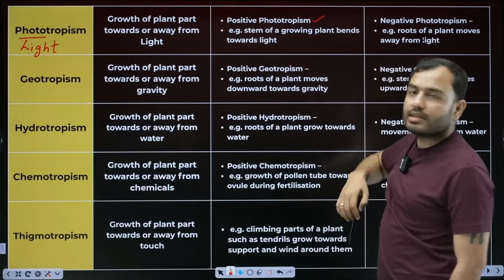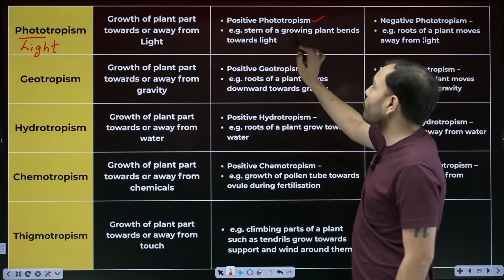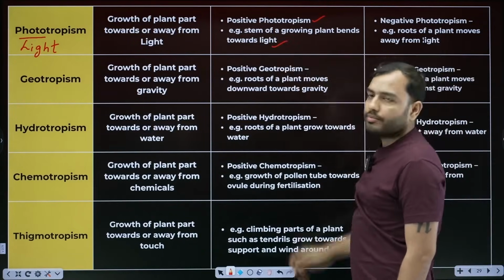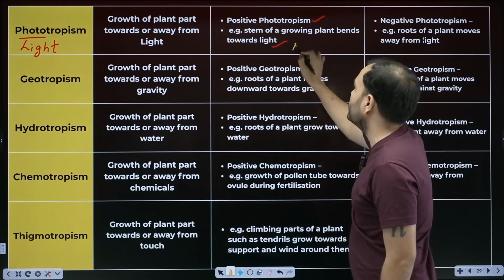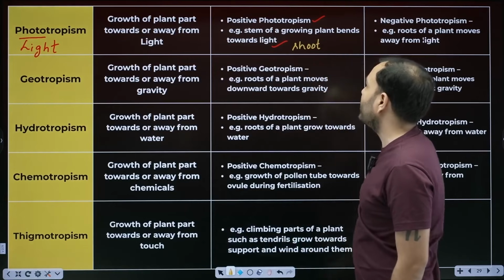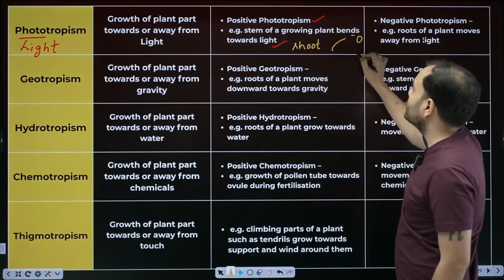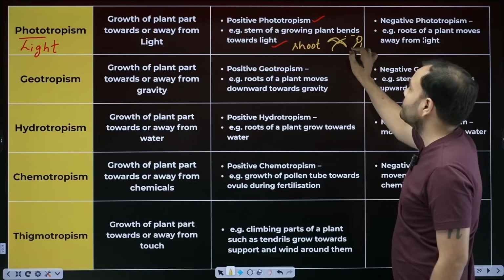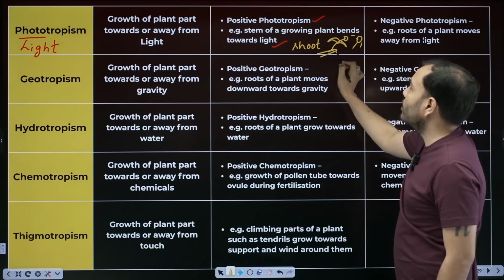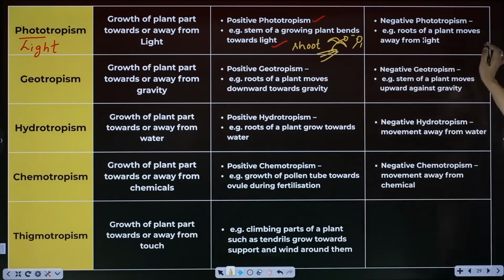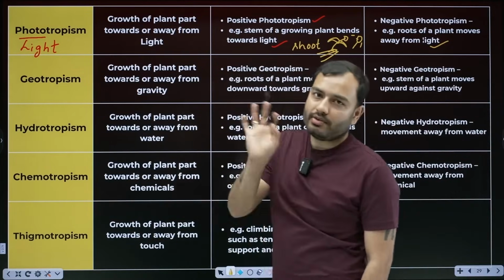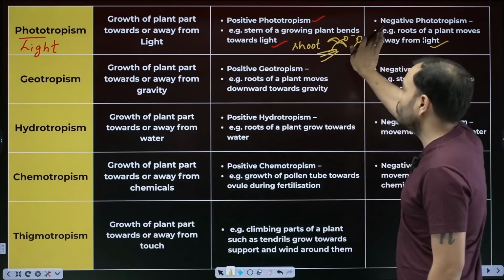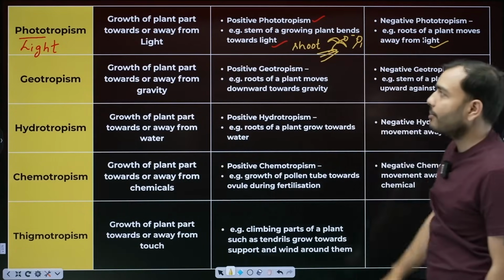Positive phototropism. Look at this example. Stem of a growing plant bends towards light. The stem, which is the shoot, meaning the upper part, will bend like this, towards the sunlight. And the roots, what will they do? They will run away. Negative phototropism. Roots of a plant move away from light. So what does negative mean? They ran away from the stimuli. Positive means towards the stimuli. So positive phototropism: the shoot went that way. Negative phototropism: roots came here.